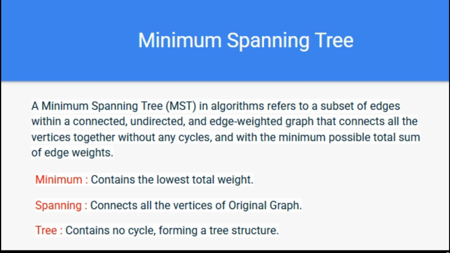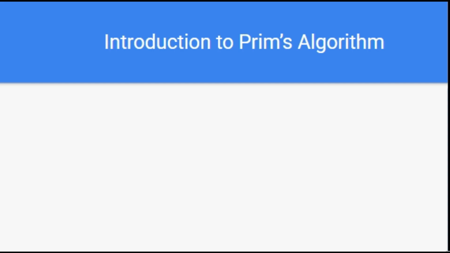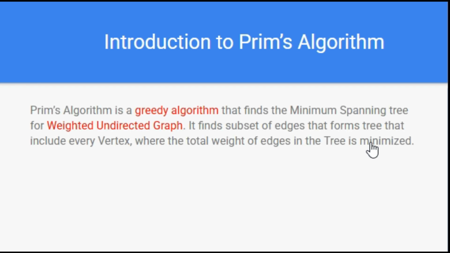Okay, now let's just understand how this Prim's algorithm works. Firstly, let's just have a look at the definition of the Prim's algorithm. Prim's algorithm is a greedy algorithm, as you have seen in my previous video in which I explained what a greedy algorithm is. Actually, we do have different approaches in data structures like divide and conquer, dynamic programming, and greedy algorithm. So Prim's is a greedy algorithm that finds the minimum spanning tree for a weighted undirected graph.